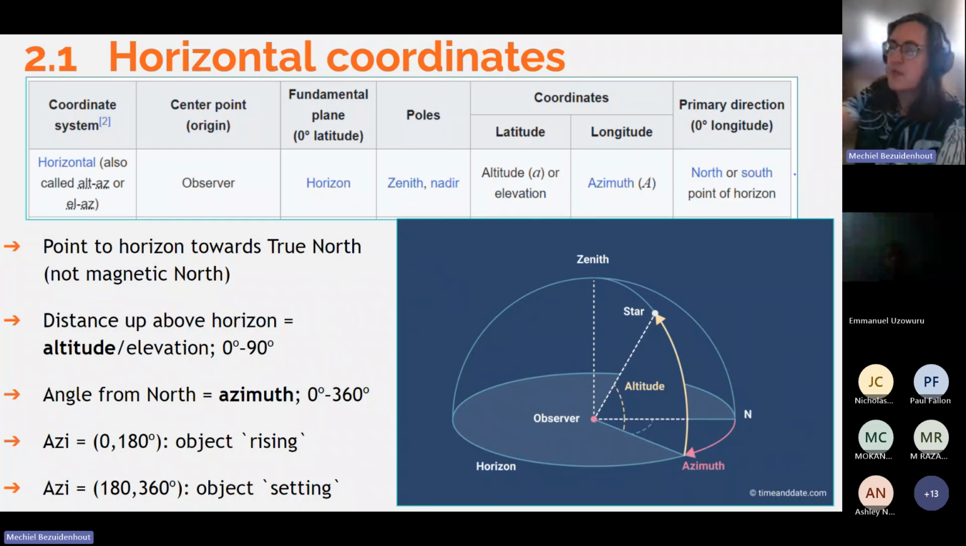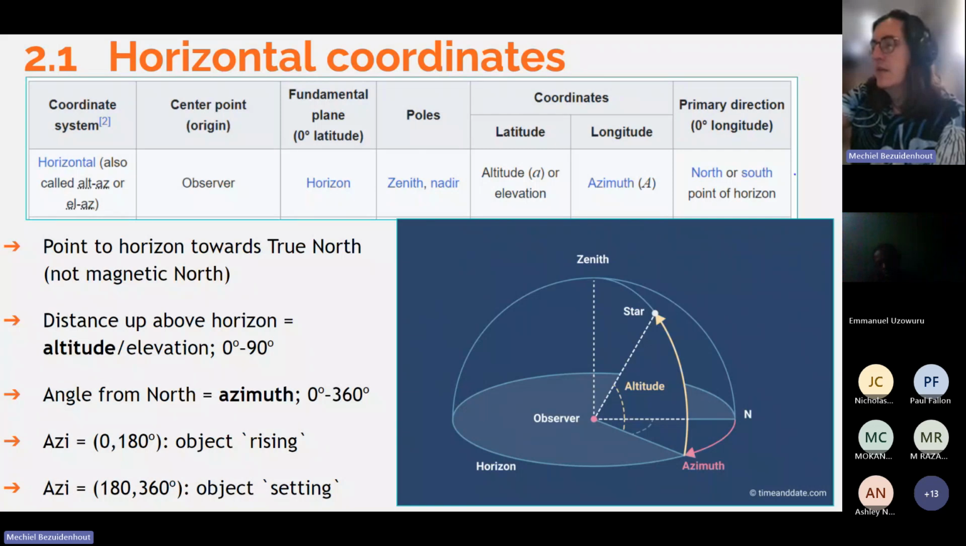And then if you point towards a star, as you point upwards, the further up you have to point, that's called the elevation or the altitude. It's the distance above the horizon. And that goes from 0 degrees at the horizon up to 90 degrees exactly overhead, which is called the zenith. And then the longitude coordinate is measured from true north. So you point towards true north, which means the north pole defined by the rotation axis of the Earth. So it's not magnetic north, it's true north.